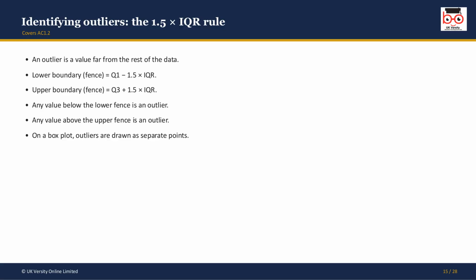So how do we decide what counts as an outlier? The standard tool is the 1.5 times interquartile range rule. You work out a lower fence at Q1 minus 1.5 times the interquartile range, and an upper fence at Q3 plus 1.5 times the interquartile range. Anything below the lower fence or above the upper fence is flagged as an outlier, and on the box plot those points are drawn separately, out beyond the whiskers.